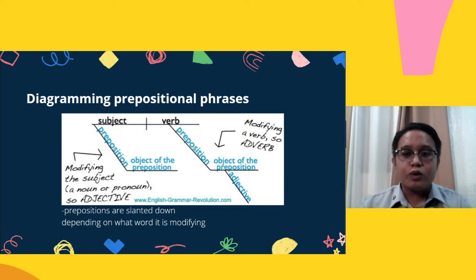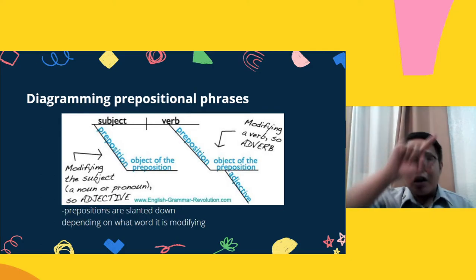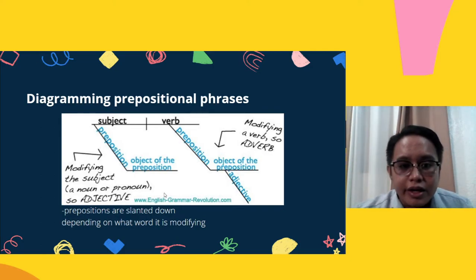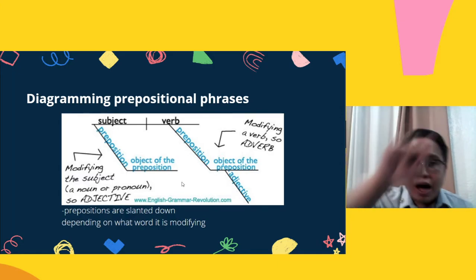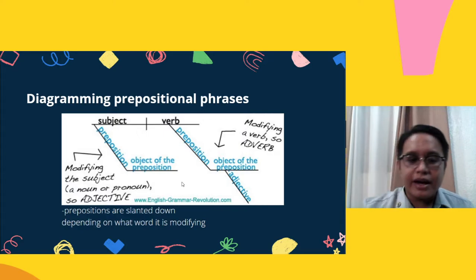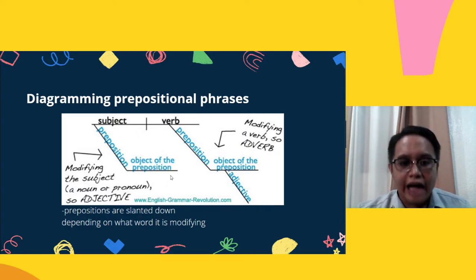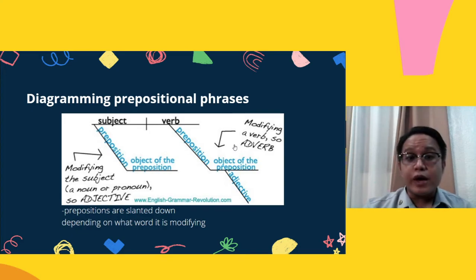So, what you're going to do is the same thing as with diagramming adjectives. Ibutang ra gyud ninyo sa ubos, like here in this one. Diba? Inyo ra gyud ibutang ang the ug ang bus in slanting lines under the noun. So, mao na siya. Okay? Let me give you a few examples.